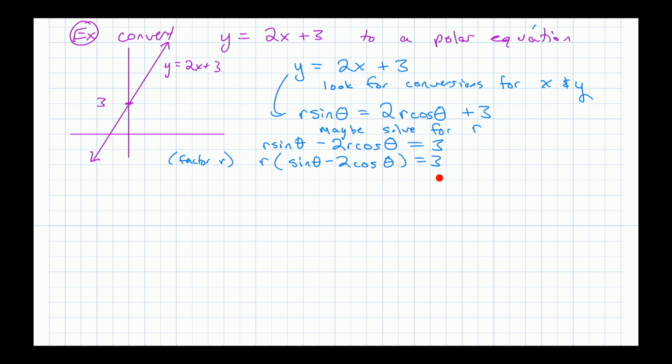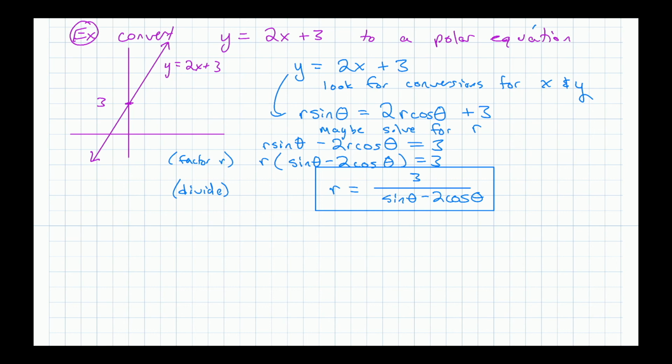So then you could take this and divide it over to the other side. So divide, and you'll get r by itself. You'll have 3 divided by sine theta minus 2 cosine theta. Strange equation, but that's what we get. And that would be your answer there if you were trying to solve it for r. There's other things you could do to try to make that look prettier, but I mean, there's not really going to be a lot of them. So yeah, that's kind of how it goes.